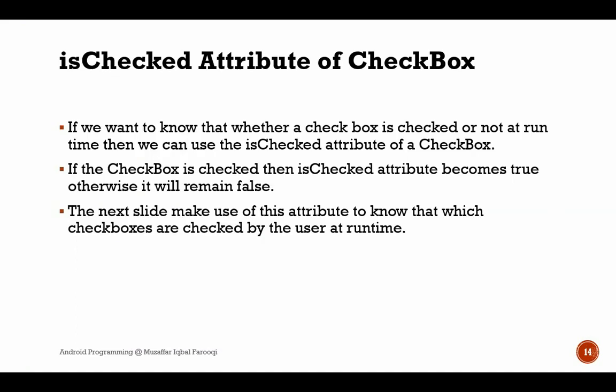If we want to know whether a checkbox is checked or not, at runtime, then we can use the isChecked attribute of a checkbox. If the checkbox is checked, then isChecked attribute becomes true, otherwise it will remain false. The next slide makes use of this attribute to know which checkboxes are checked by the user at runtime.